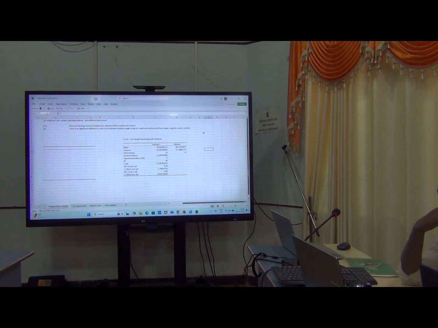Whereas the measures of dispersion tell the dispersion of the data, the scatteredness of the data. So under the measures of central tendency we have mean, median, and mode. Now under the measures of dispersion, we have range, quartile deviation, mean deviation, and standard deviation. These are all the measures of dispersion. They tell us the scatteredness of the data.